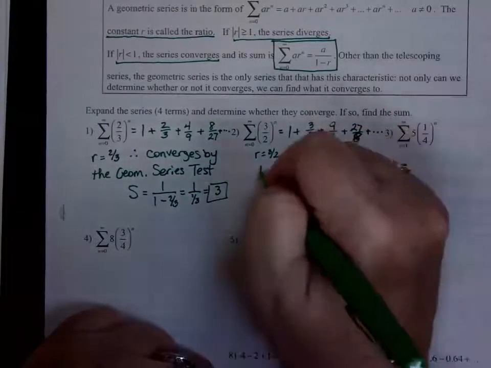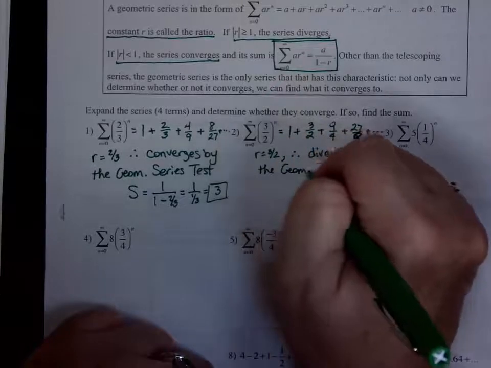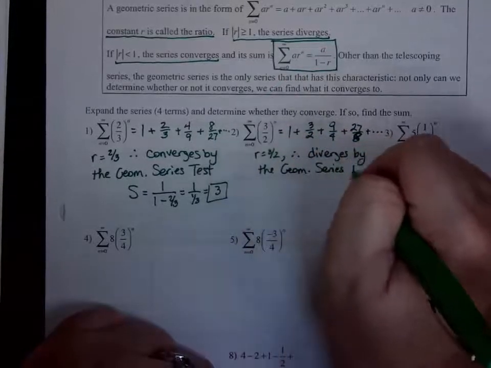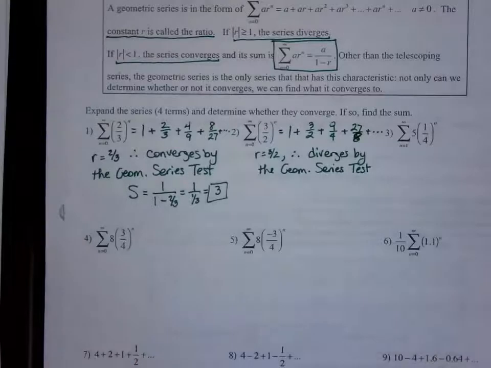Therefore, it diverges by the geometric series test. It diverges by the geometric series test, and you stop right there. It's just going to get infinitely large the more you add on fractions. There is no sum. Are we good? Okay, I'm not going to do all of these because you don't need it.